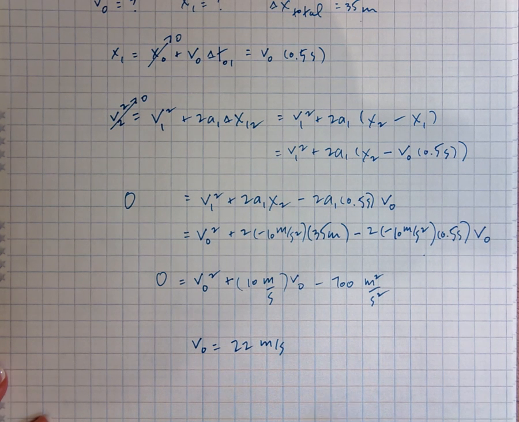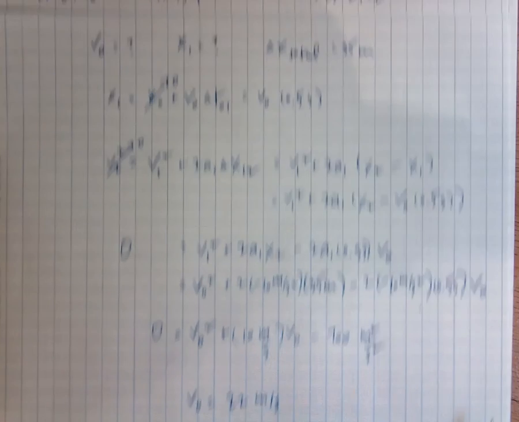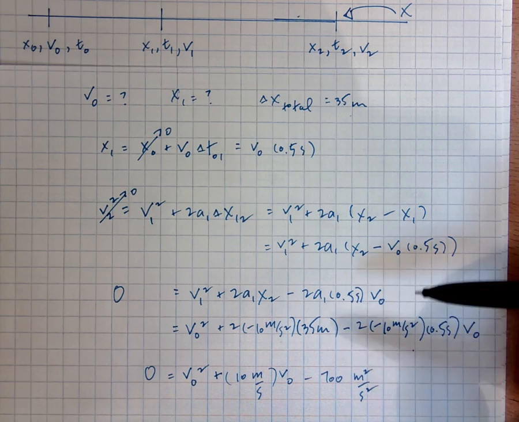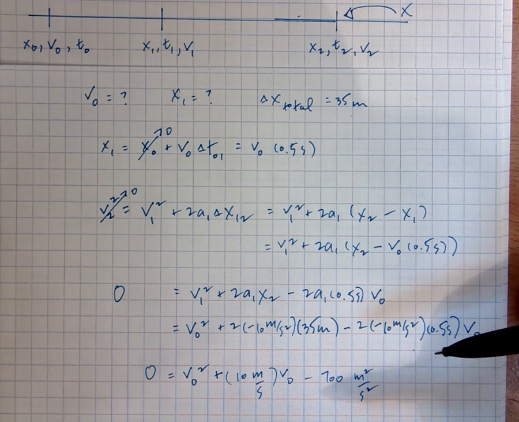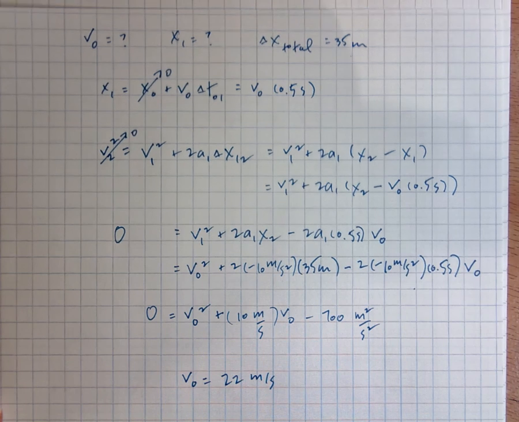To ask, is this a reasonable answer? It does seem reasonable that initially we had a velocity in the first part of the problem of 20 meters per second. So now the car is moving at 22 meters per second to start, and it goes a total distance, an increased distance of 35 meters instead of 30 meters. So it seems like our answer makes good sense and checks out.